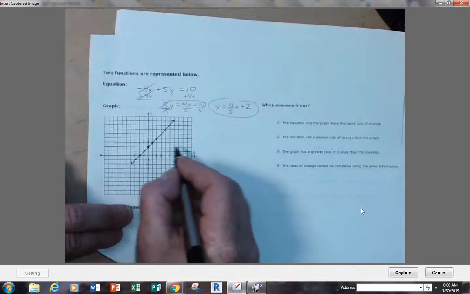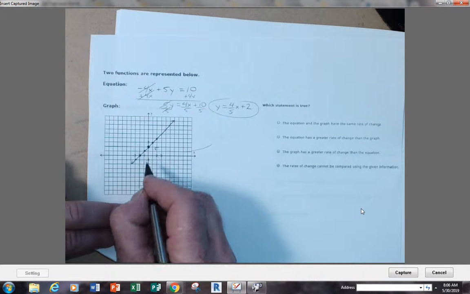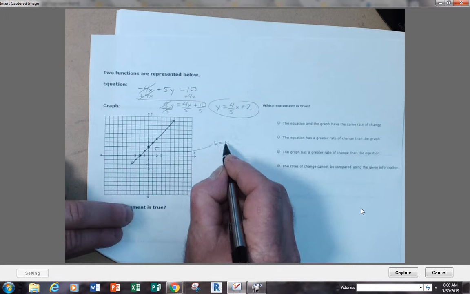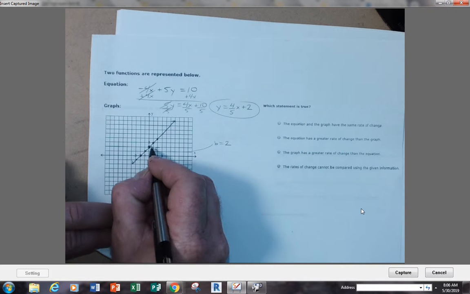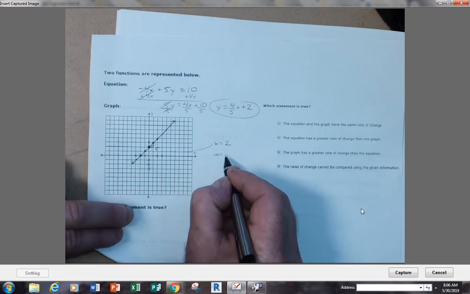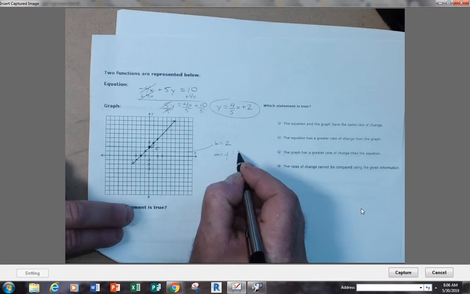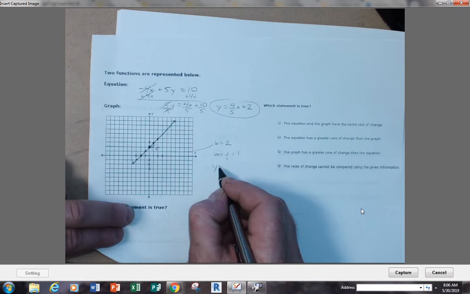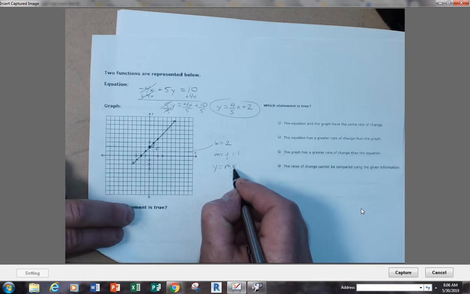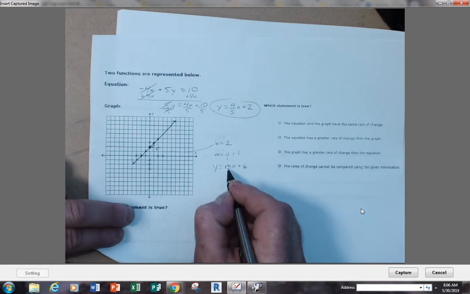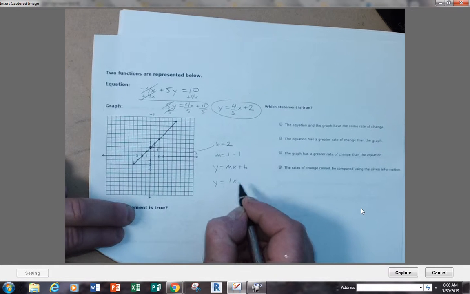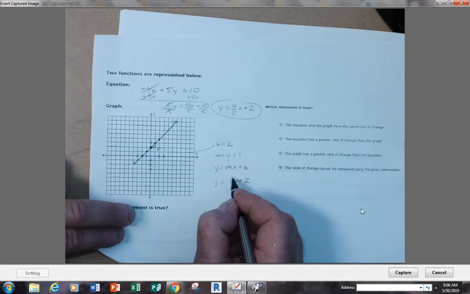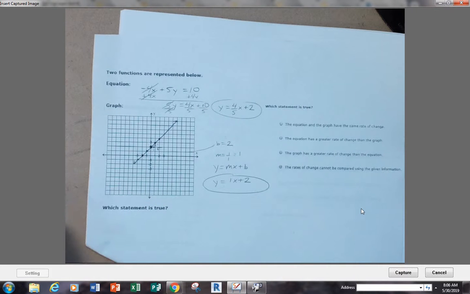The other problem, the graph, looks like it's got a y-intercept of 2. This one also has a run of 1, a rise of 1, so it's got a slope of 1 over 1, which is 1. So this one's equation, when I replace this m right here and this b with 1 and 2, gives me 1x plus 2. Alright, now I can compare them.